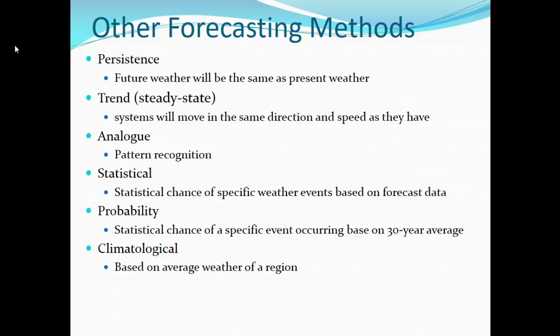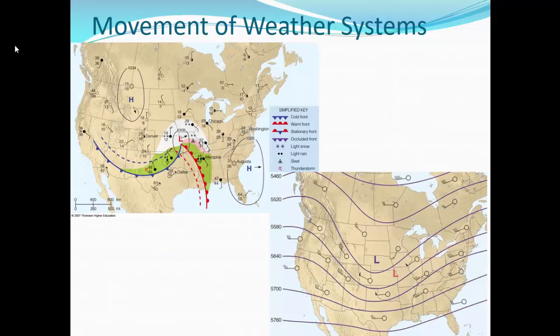And then the climatological forecast is simply based on the climatology of a region. If the climatology of Central Florida calls for hot and humid conditions in July, then you can forecast a day in July will very likely be hot and humid.